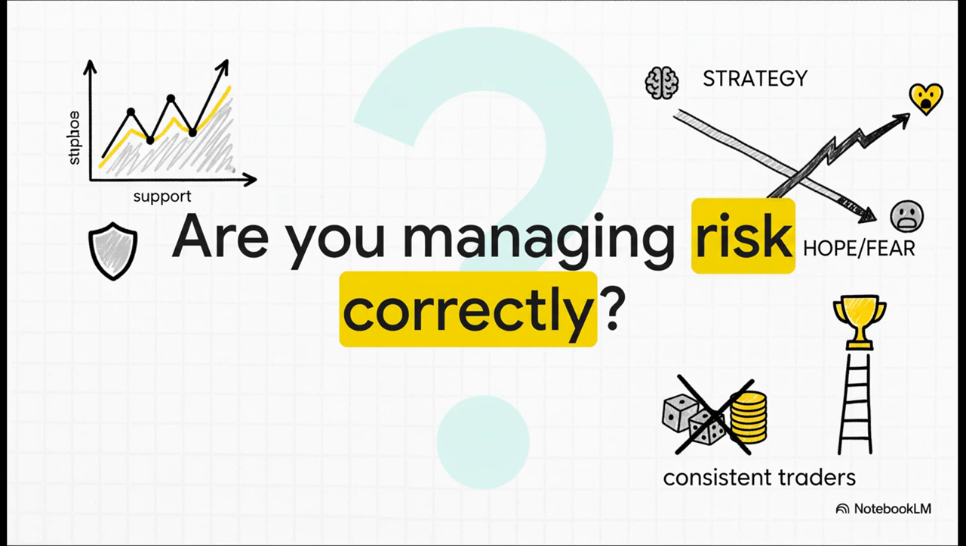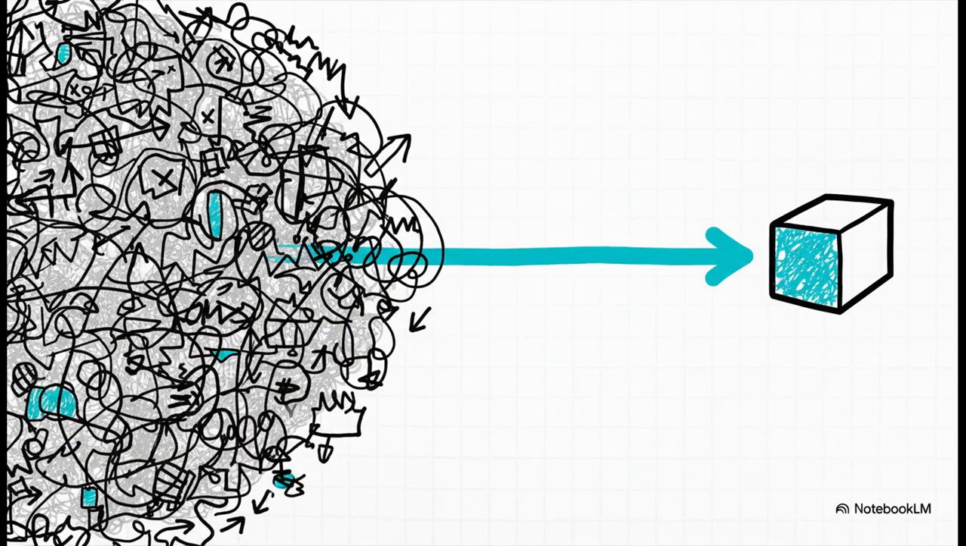So let's start with a quick gut check. Think about your last few trades. Was your exit point dictated by a solid plan? Or was it driven by emotions like hope and fear? Answering that honestly is so important because disciplined risk management, well, that's the bridge from inconsistent results to steady, confident trading. Risk management can get incredibly complicated, but we're going to cut through all that noise.